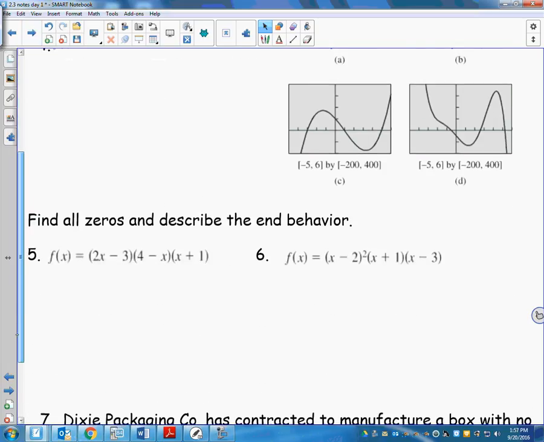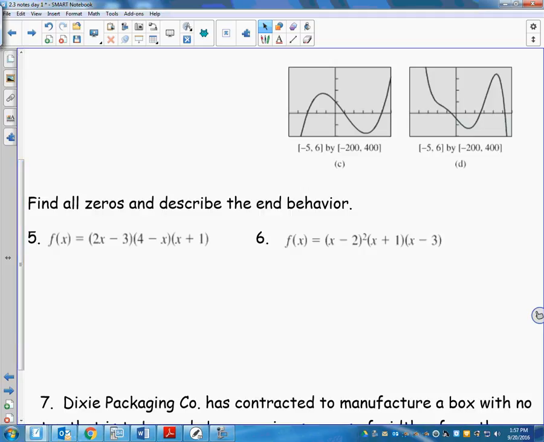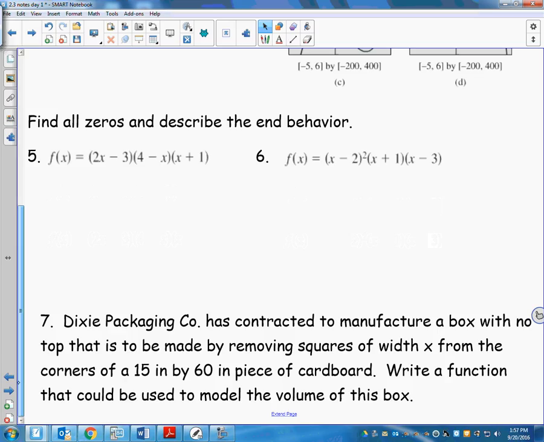And then number 5 and number 6 are just like the ones we just did, where you have to state the zeros and end behavior. And then number 7 is a story problem that I want you to try to set up or solve using the right function. So this plus yesterday, look at that stuff from yesterday as well.